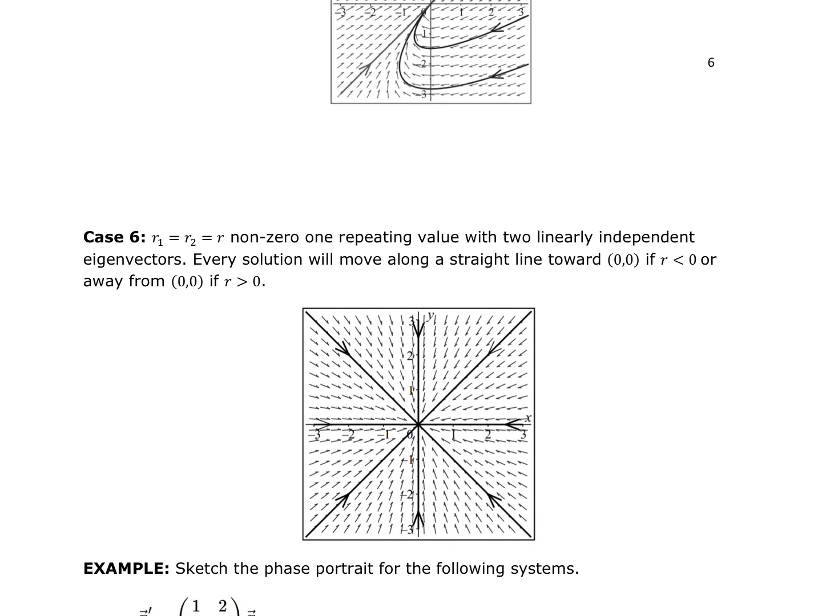Okay. Case number 6. I have R1 equal to R2, which is equal to R, so it's a repeating eigenvalue. There are two linearly independent eigenvectors that show up. If that happens, then every solution will move along a straight line either toward 0, 0 or away from 0, 0, depending on what R is.